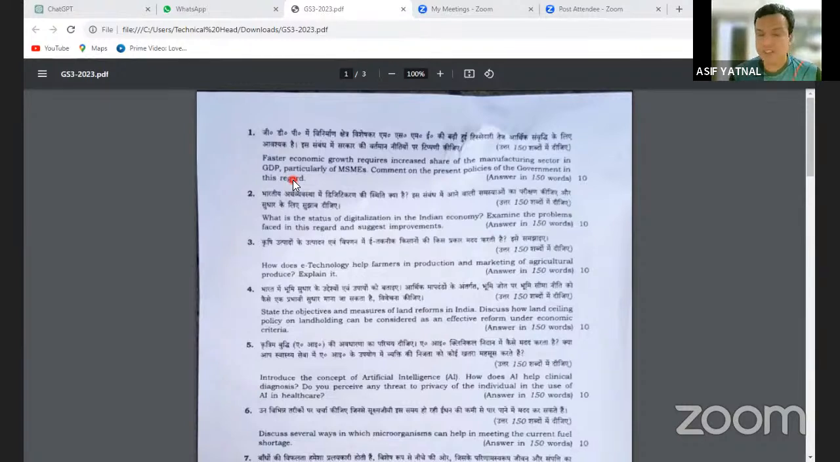So if India needs sustainable, long-term growth, and wants to become a 5 trillion economy, a developed economy by 2047, we need to grow our manufacturing sector. I have already told you that in the last 10 to 15 years, the Indian manufacturing sector is stagnant. It has not grown. That is what is explained here. Faster economic growth requires increased share of manufacturing sector in GDP, particularly MSME. I always discuss in my class why micro, small and medium enterprises are an important sector in the Indian economy, because around 90% of the total goods and services created in India are from micro, small and medium enterprises.